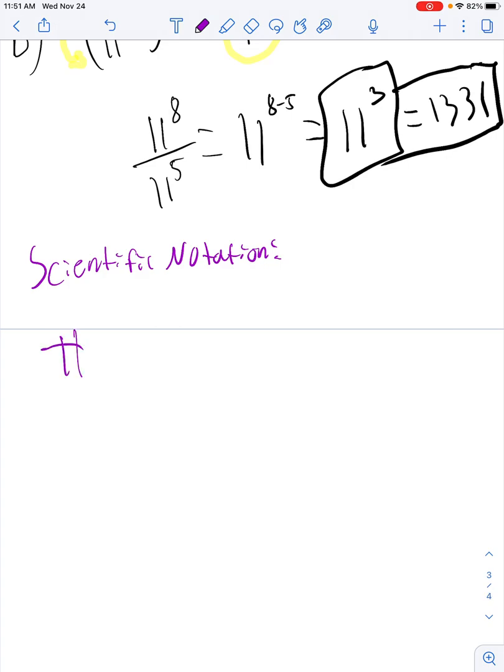So really what you do is you take a number, and this number is greater than 0 and less than 10. And then you're going to multiply it by a number, and you're going to write that oftentimes with the base 10. So we're going to multiply it by whatever number we want with an exponent.